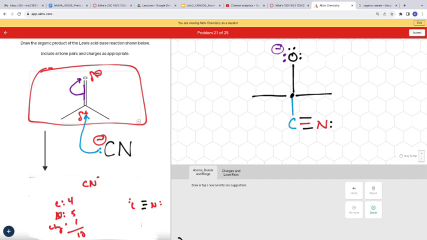Which of those atoms is negatively charged, the carbon or the nitrogen? Turns out it's the carbon, and the carbon is the one that's negative. That's why we drew the carbon negative here.